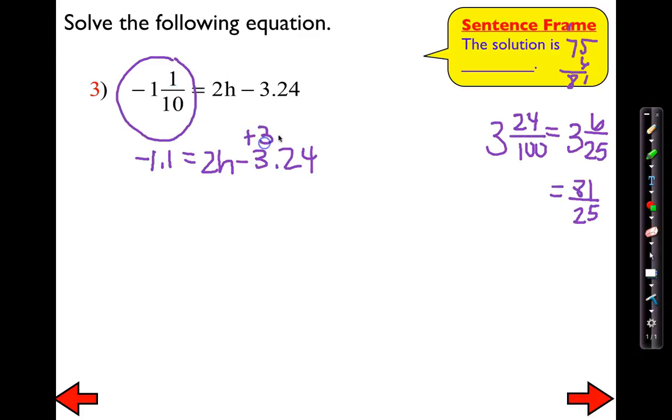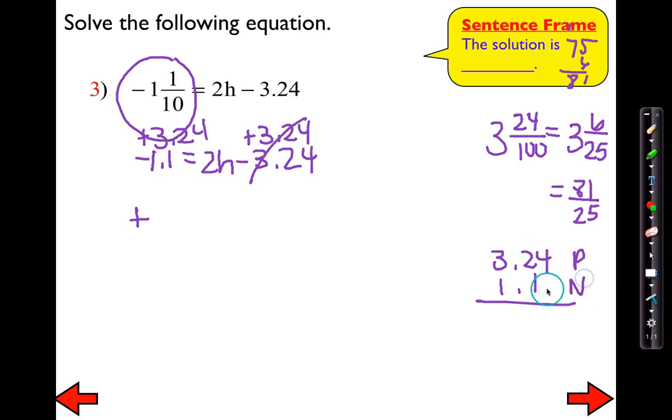I'm going to go ahead and add 3 and 24/100ths to both sides. Definitely going to say that there are more positives. How many more positives are there? Well, let's see. Notice I'm lining up my decimals. These were positive, these were negatives. It's going to be a 4, a 1, and a 2. So we have +2 and 14/100ths equals 2h.